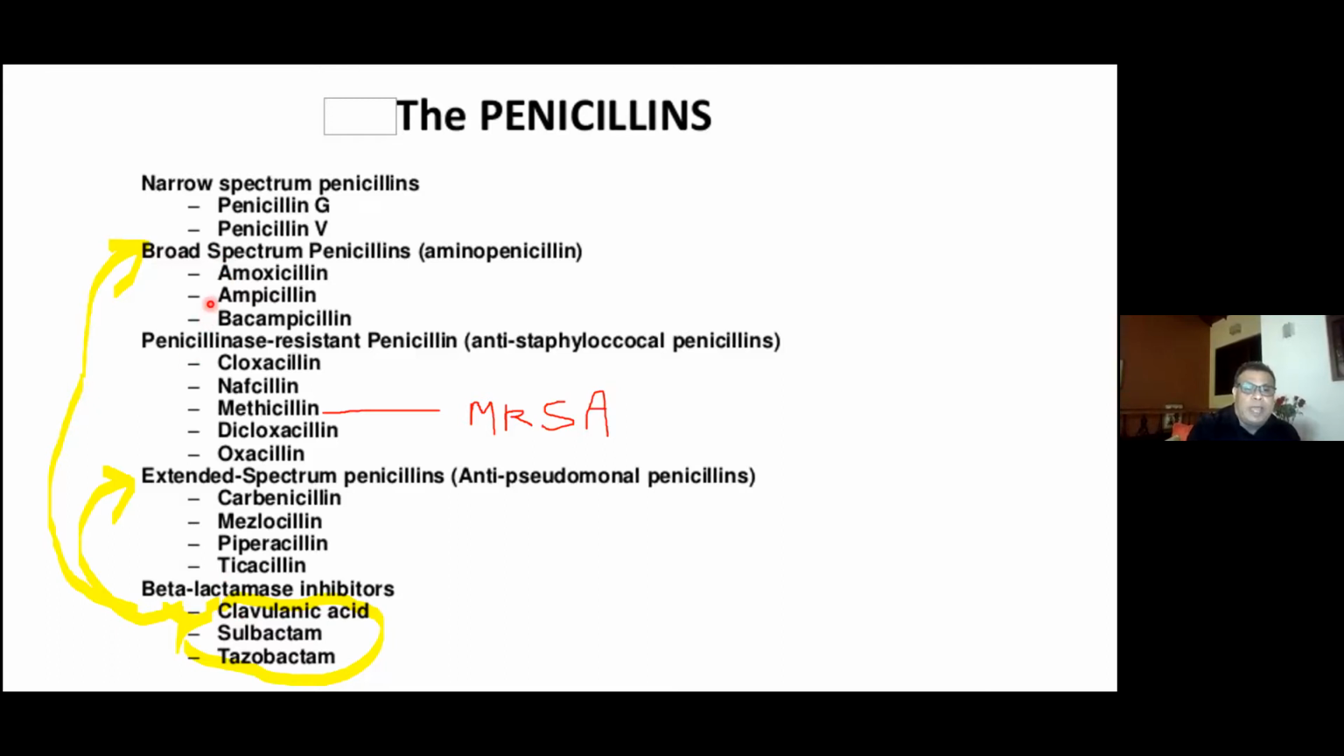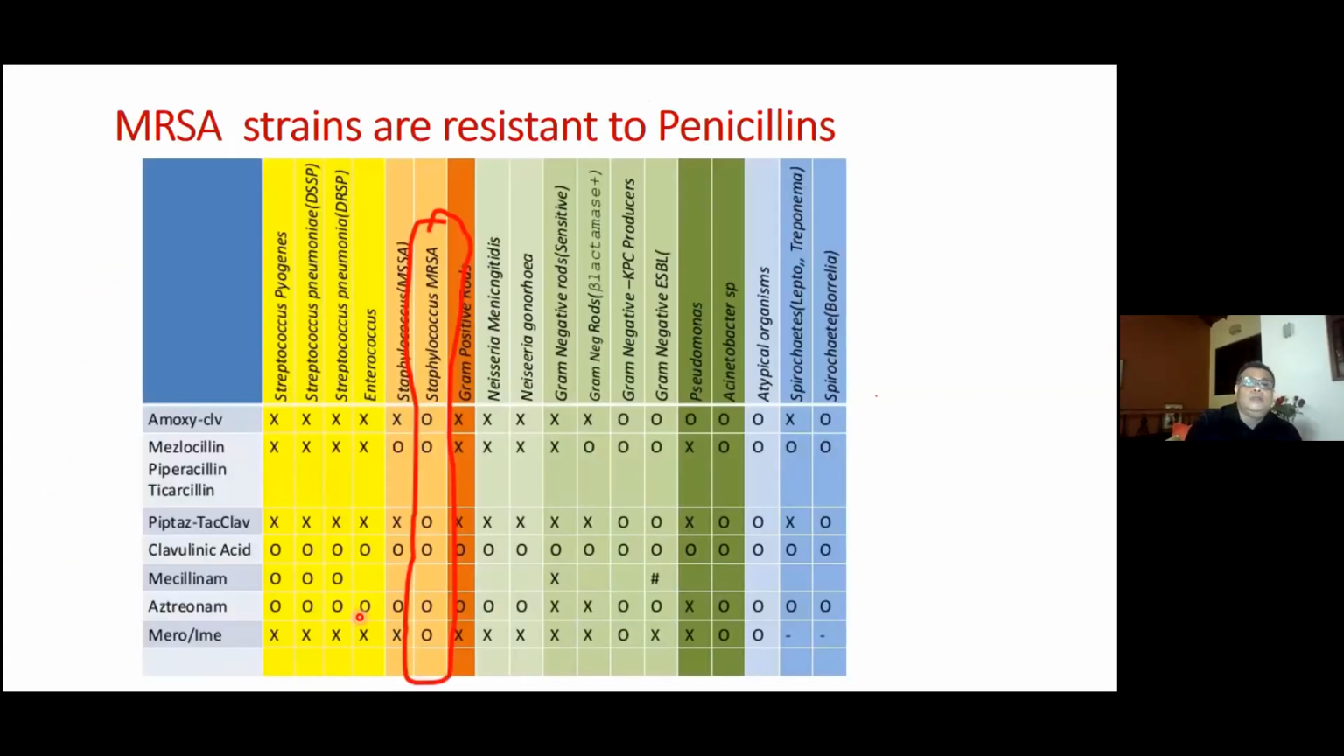Again, ampicillin can be combined with sulbactam. Those preparations are there. Even piperacillin with tazobactam is a very powerful antibiotic, usually reserved for severe infections. That is so much about the penicillin products.